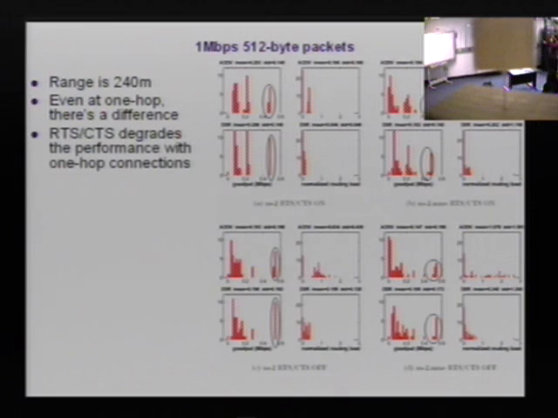When we turn off RTS-CTS, we see that the performance improves. When we compare this with this one, if you can see, the distribution is exactly the same, but the mean value is different. With RTS-CTS, the mean value is higher, which is expected.